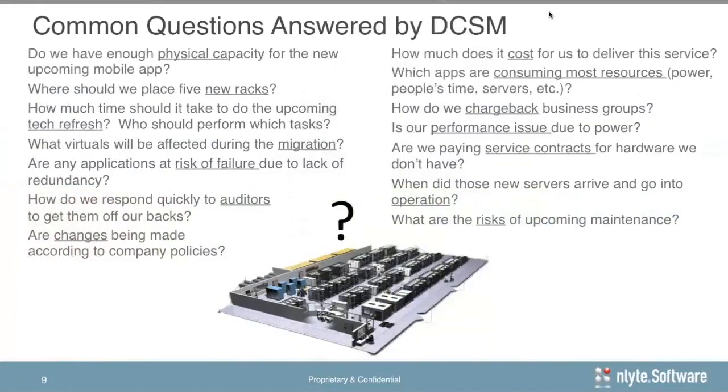So there are a myriad of different types of questions that DCSM helps answer, right? And some of them are very operational, right? Where do we place the next 5 racks? Do we have physical capacity for a new application? I'm not going to go through all these questions, but you can begin to answer higher end questions, right? Does a particular application have redundancy from a networking perspective, from a power perspective? When are particular servers going to arrive? When are they going to go into service? Who's going to put them into service? What are the risks of an upcoming maintenance plan that you're planning to roll out?